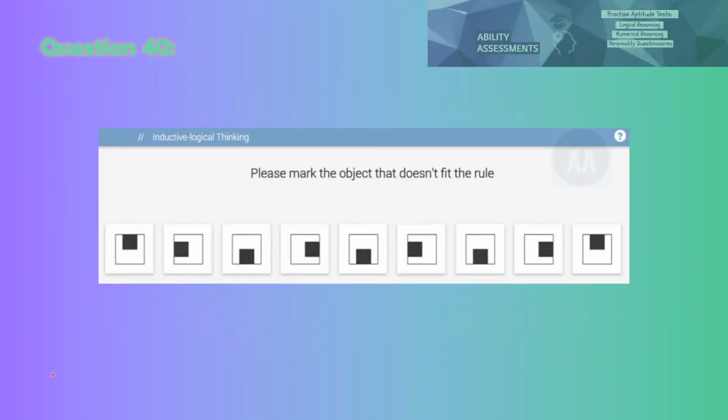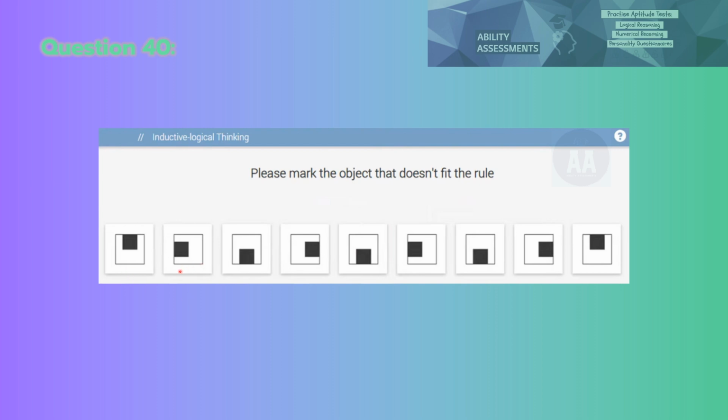Moving on to question 40, quick glance tells us immediately that what we have is essentially a large square with a smaller square which is shaded in black, and that is moving position. So every single object has the large square, and this large square or the square that is white does not move place, so that's not going to help us with our rule. So then let's focus on the smaller black square which is inside the larger white square, and see its positioning to see if we're able to determine what the rule is going to be here. And so let's start from the left and then compare the second object with the first object.